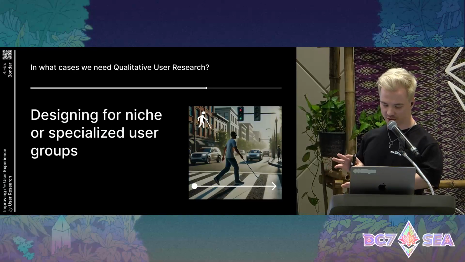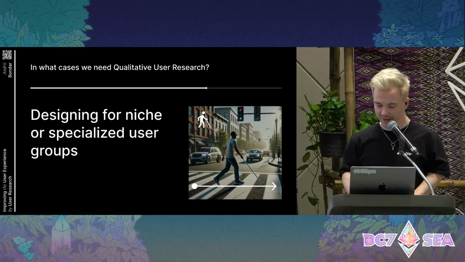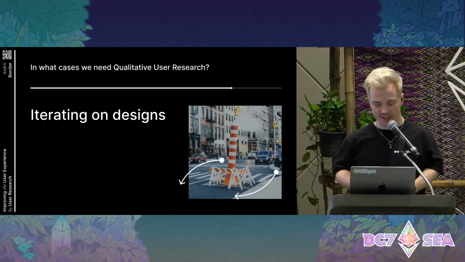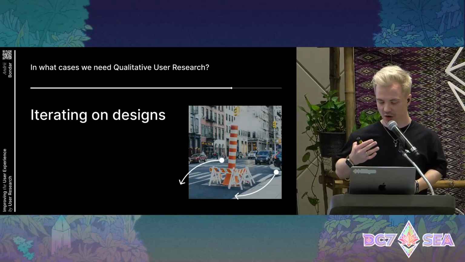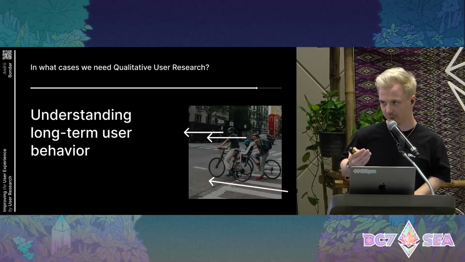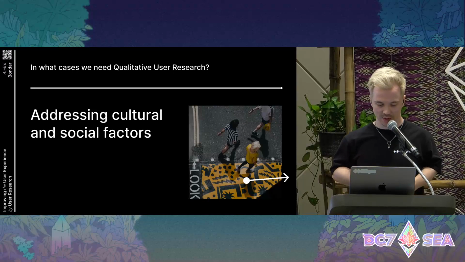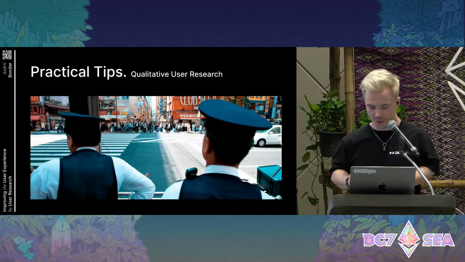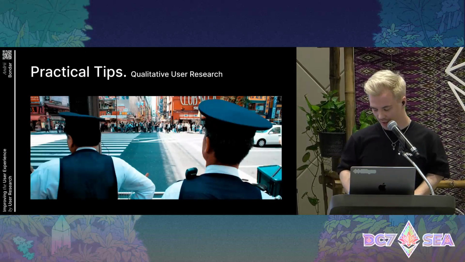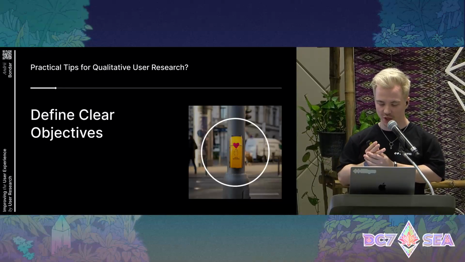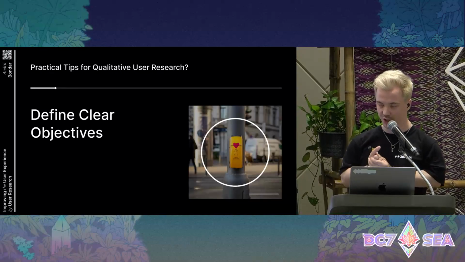And designing for niche or special user groups, when working with specific user types who have unique needs or workflows. And checking design progress, to gather feedback on prototypes or new designs for improvements. And understanding long-term user behaviors. And addressing cultural and social factors when designing for global or diverse user groups. Practical tips, what we can use in this research. Define clear objectives. Always begin with clear research goals. Know exactly which user behaviors, needs, or emotions you want to investigate.